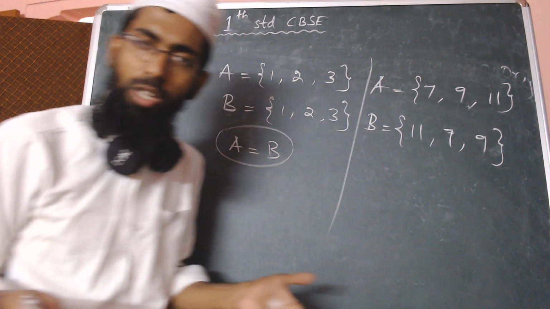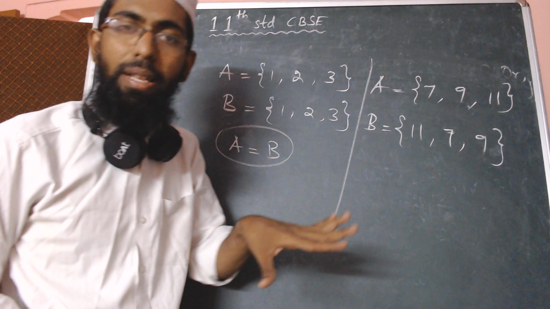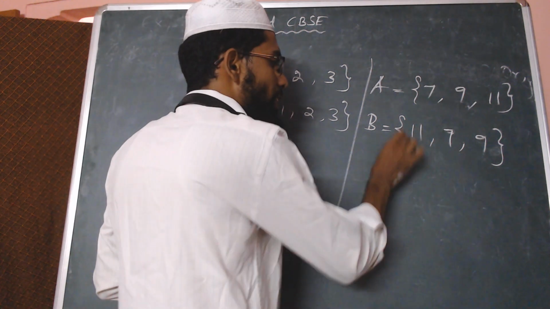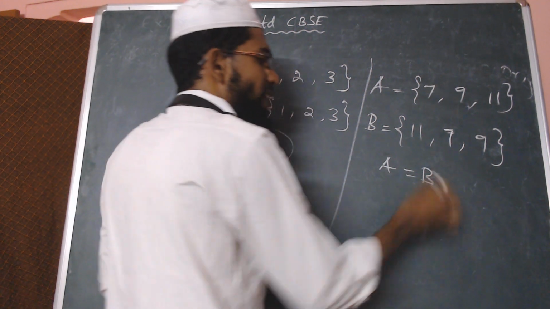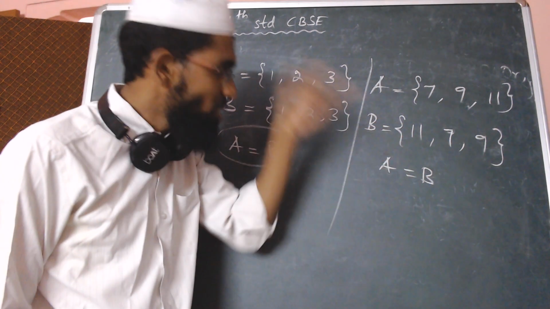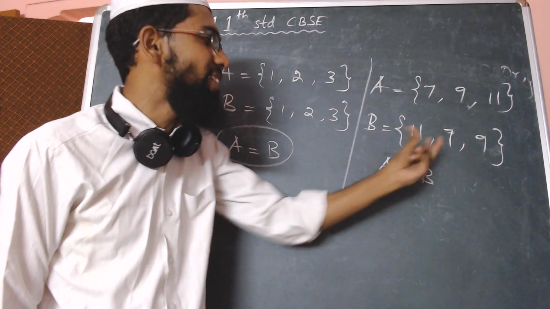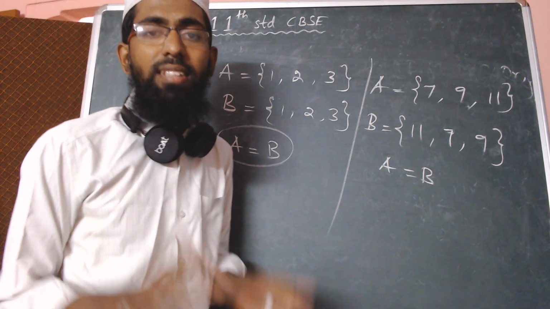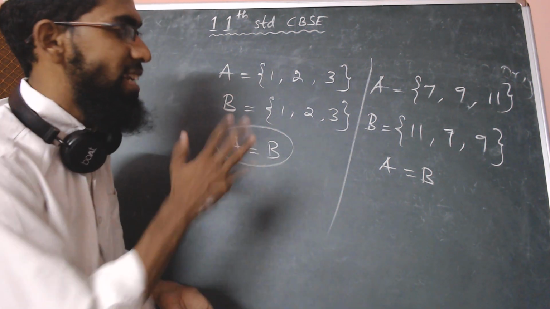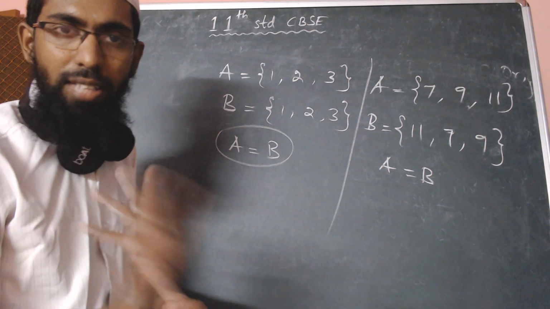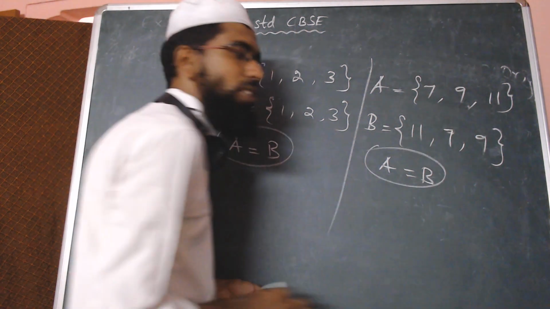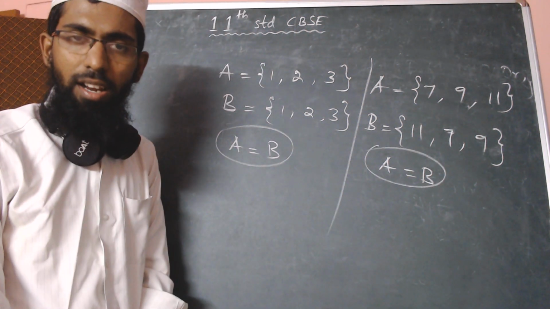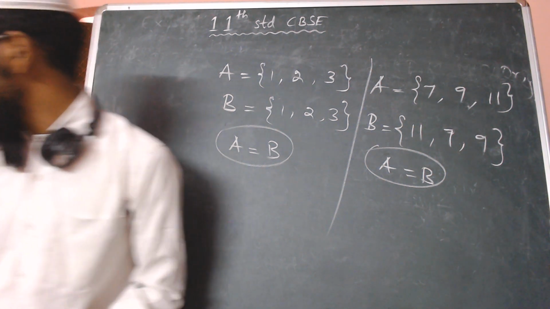Even if the order is changed, if both sets have the same elements, then they are said to be equal. Because the elements of A are 7, 9, 11, and the elements of B are also 7, 9, 11 only, but the order has been changed. In that case, if the set has the same elements, then we can tell that the two sets are equal. Is it clear?